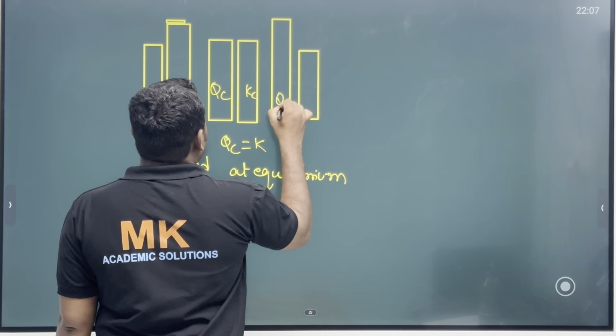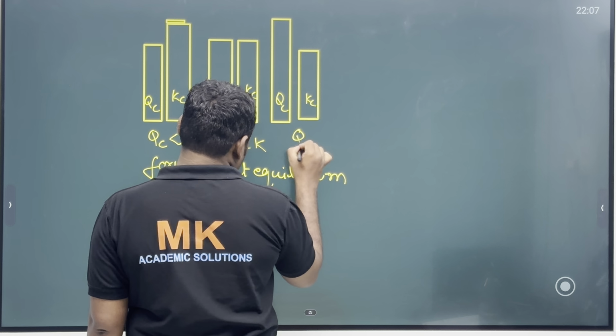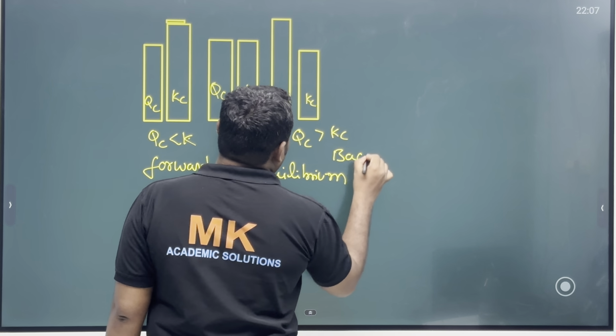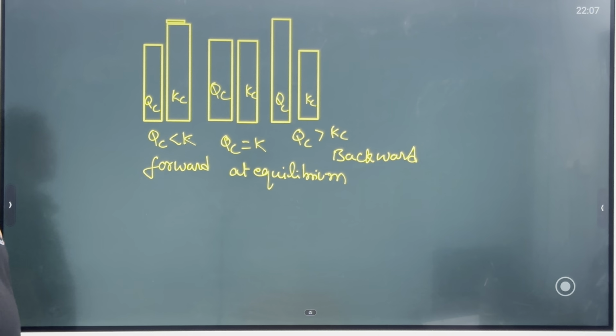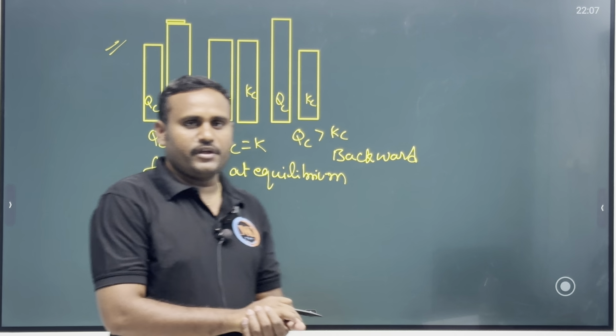And here you consider it as the QC and this is the KC. So here QC is greater than KC, backward reaction is going to take place. Okay, so this is about the applications of equilibrium constant.